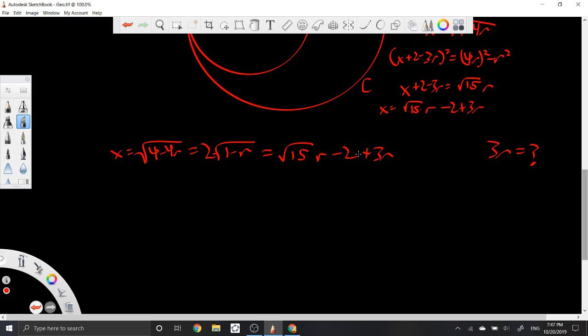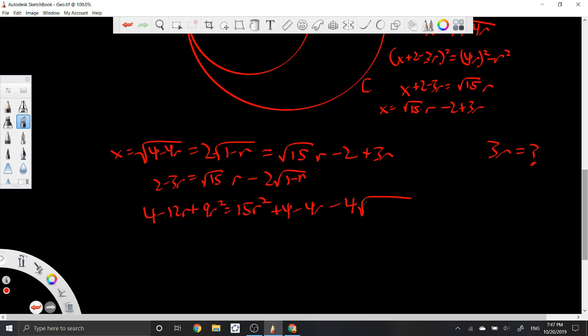So we have these square roots. Obviously, we need to clear them out. And so I like to move the non-square-rooted stuff to one side and the square-rooted stuff to the other side. So we have 2 minus 3R equals square root of 15 times R minus 2 square root of 1 minus R. Squaring both sides, 4 minus 12R plus 9R squared equals 15R squared plus 4 minus 4R minus 4 square root of 15 times (1 minus R) times R. You can verify this, but essentially I just square both sides.